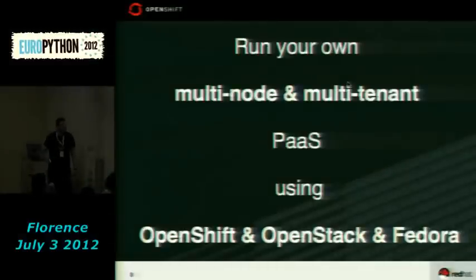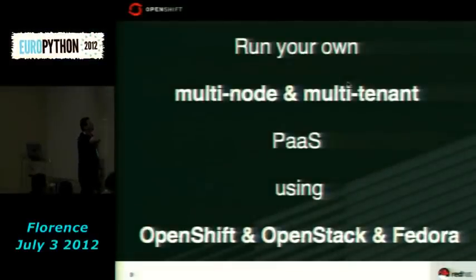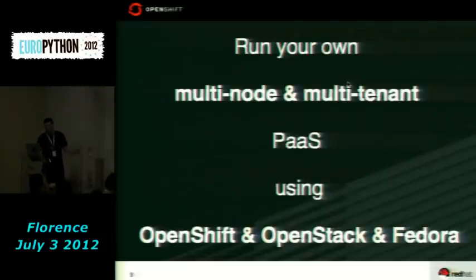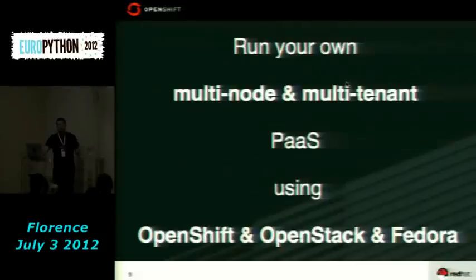So using these things, now I have 11 minutes. Using these things, you can have a multi-node and multi-tenant Platform as a Service running on your hardware using OpenShift, OpenStack, and Fedora. So right now, you can have OpenShift running on your own hardware using OpenStack. You can have it running on your laptop using the virtual machine with the live CD, or you can use the hosted version. Now, awesome.